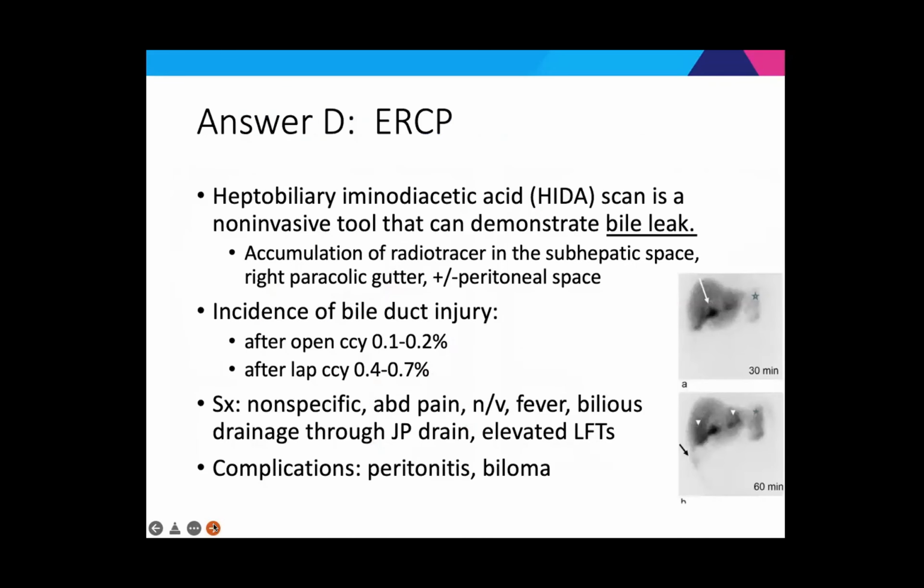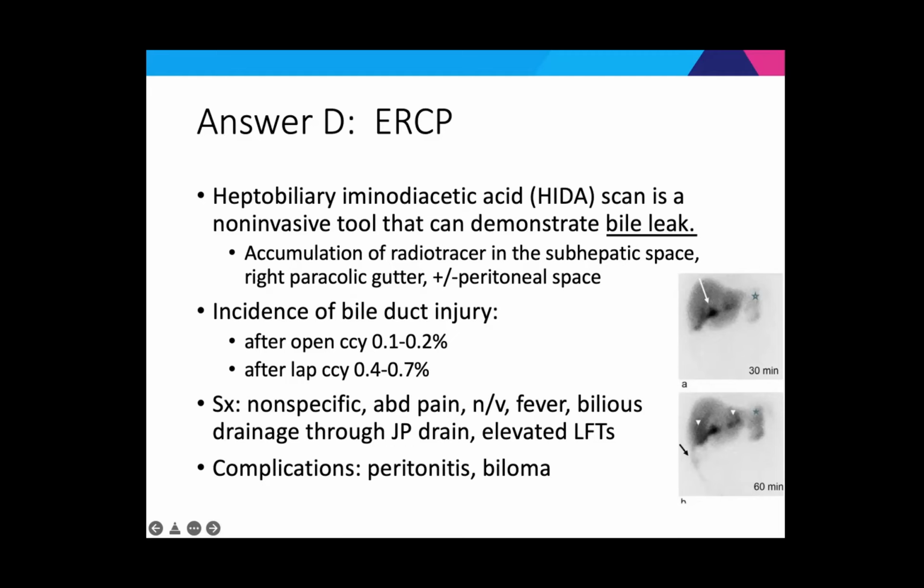In this question, they're trying to show you a positive HIDA scan on the right. There is a radiotracer accumulation in the subhepatic space right here at 30 minutes. And in 60 minutes, this is also tracing down into the right paracolic gutter into the peritoneal space. Bile can be very caustic, so that can cause severe abdominal pain. And this can occur in about 1% after gallbladder surgery, more commonly after a laparoscopic cholecystectomy than an open cholecystectomy.